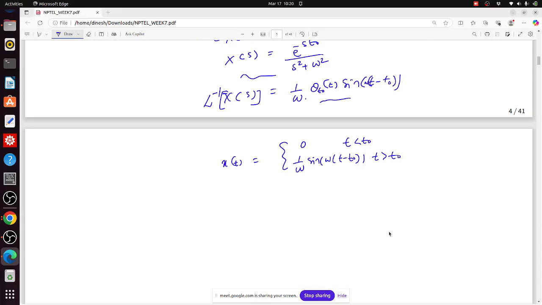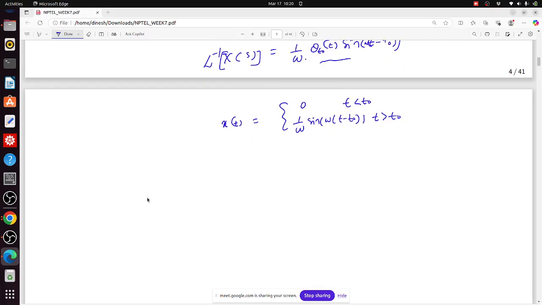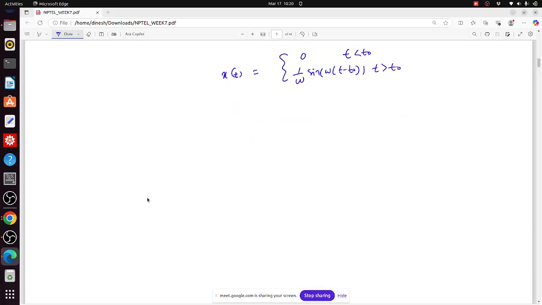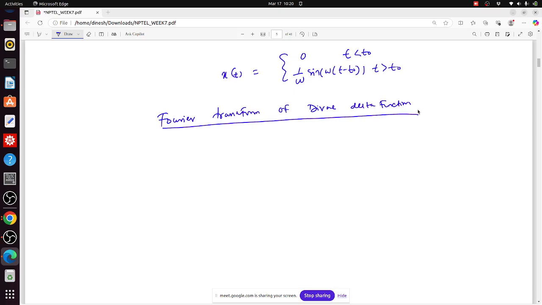So next we will see the Fourier transform of the Dirac delta function. Just like the Laplace transform, the Fourier transform of the Dirac delta function has many applications. So let's look at an example.